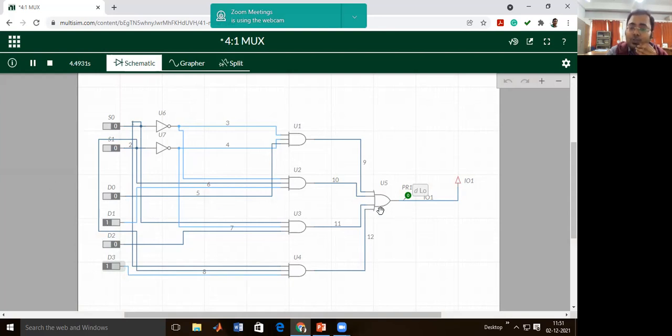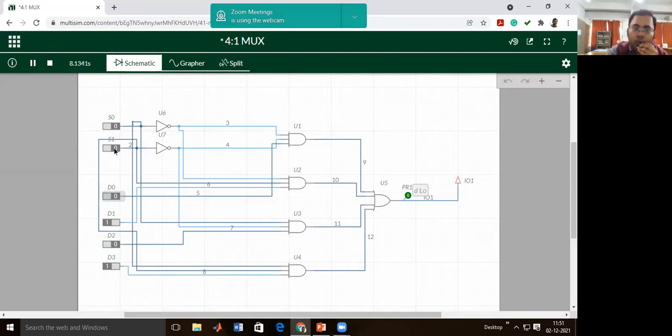What about the D0? Currently the D0 is 0 and output is 0. If I change it to 1, now see the change. Output is 1 there. So if I change the D0, in the same manner the output is going to change. So the first point is validated over here. Whenever both the select lines are 0, 0, the first input, that is D0, is connected. Go for the second one.